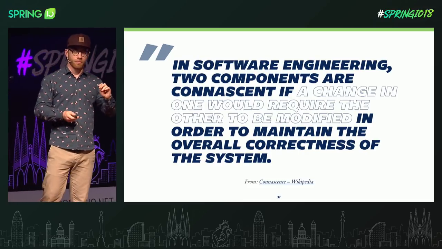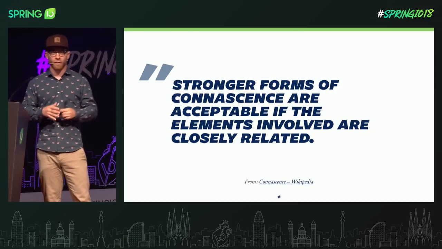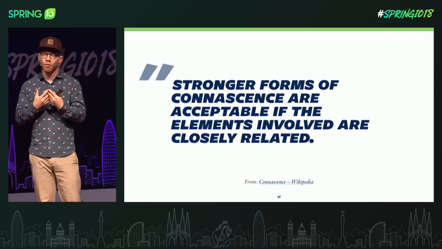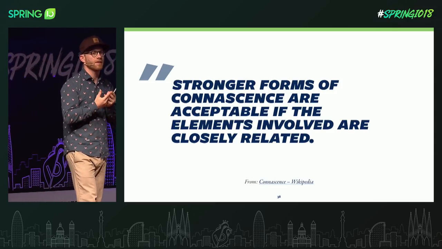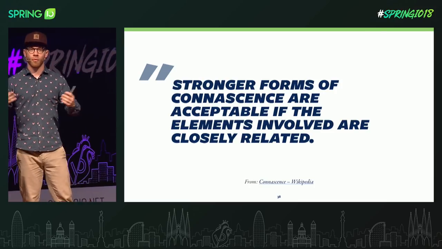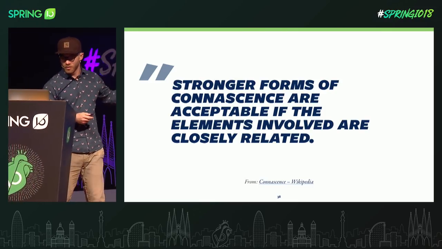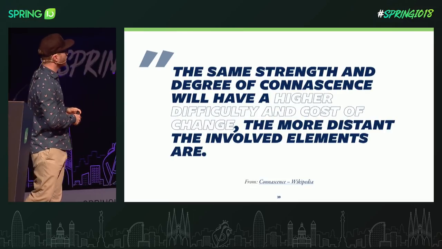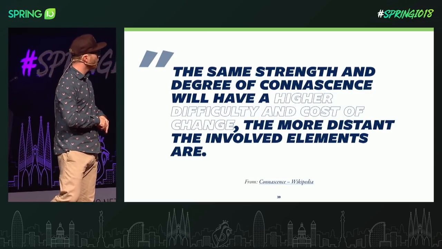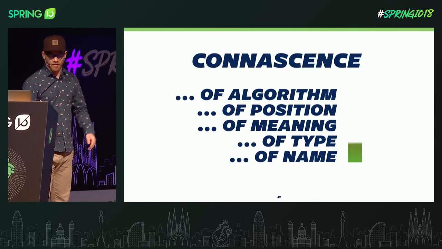And there's also a locality aspect to it. So Mr. Page Jones actually defines that if you have these two parties, if they're co-located, if they're very close to each other, then a stronger form of connaissance is acceptable, it's even desired, than for things that are more remote, where remote means not controlled at the same time. So closely related, and it says that with more distance between the involved elements, we have a higher difficulty and cost of change, right? It's not rocket science really.